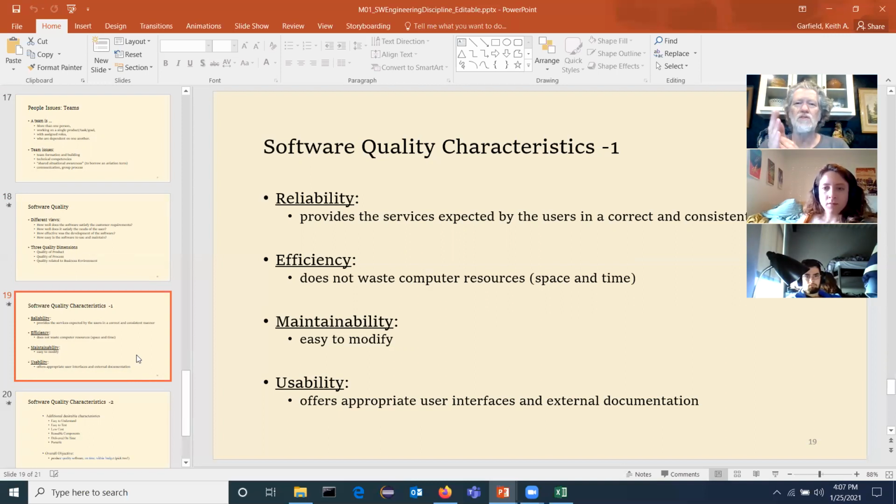Efficiency does not waste computer resources, space, and time. This one, we used to worry about that all the time back when computers were slow and didn't have any memory. Now that chips are fast and memory is cheap, that one has become a little bit less of a driver. Now, there still are applications where it's a driver.